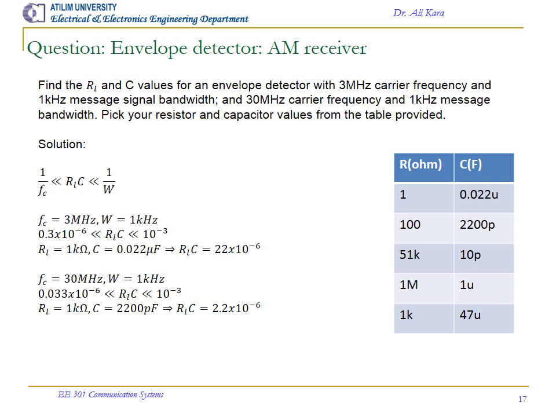Question. Envelope detector, receiver. Find the load resistance and capacitor values for an envelope detector with 3 MHz carrier frequency and 1 kHz message signal bandwidth, and 30 MHz carrier frequency and 1 kHz message bandwidth. Pick your resistor and capacitor values from the table provided. Solution. The product R times C must be much larger than 1 over f_c, and at the same time much smaller than 1 over bandwidth.